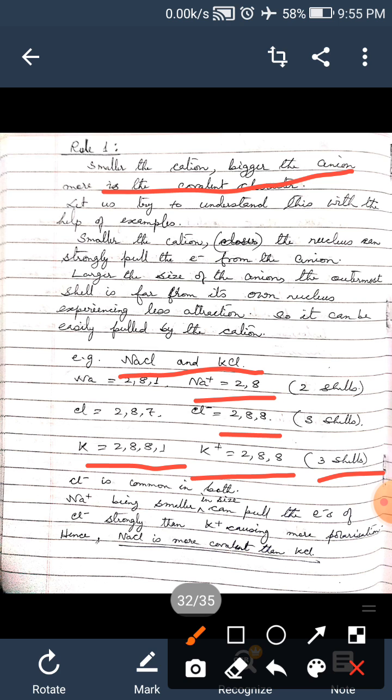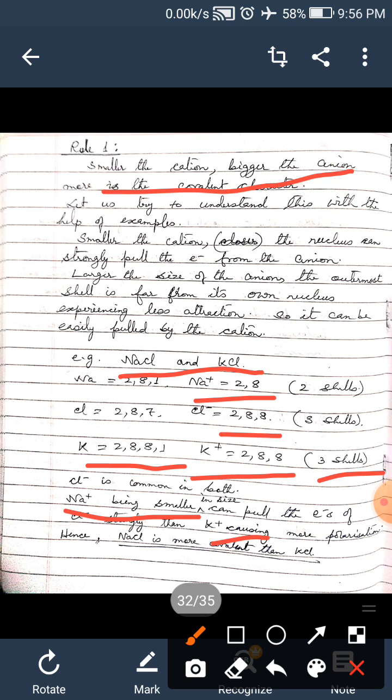Now, what does the rule say? The rule says smaller the cation and bigger the anion, more is the covalent character. Now, out of sodium ion and potassium ion, which one is smaller? Sodium ion is smaller than potassium ion. So, sodium will cause more polarization because its nucleus is very close to the outermost shell of the neighboring atom. More is the size of the cation, its nucleus is far away from the outermost shell. As a result, its ability to pull electron from the neighboring atom becomes less.